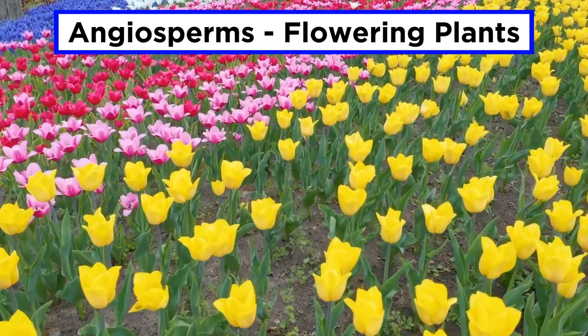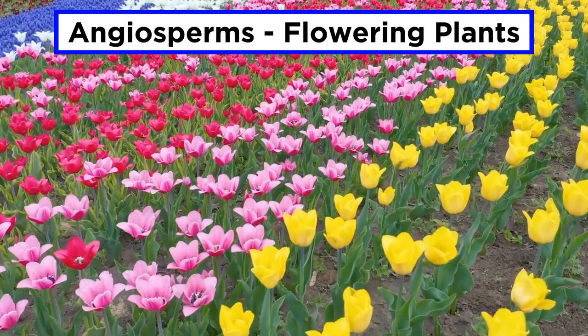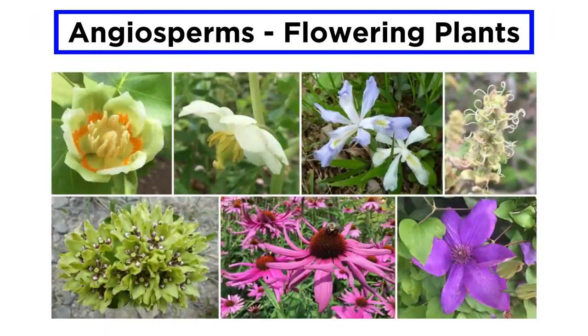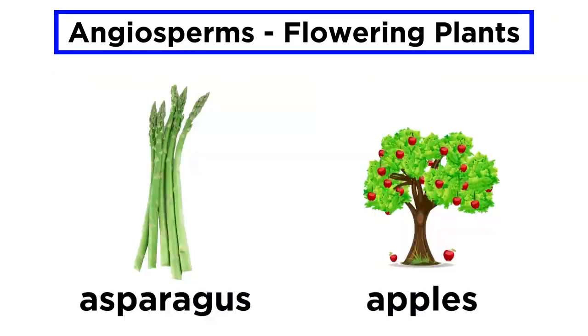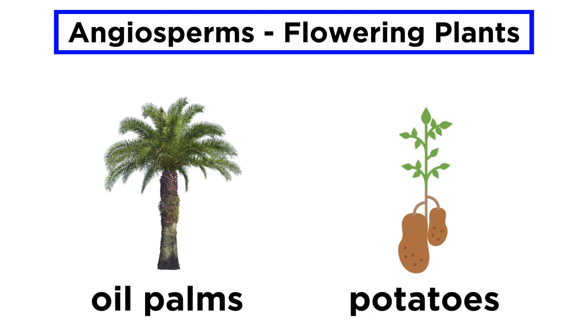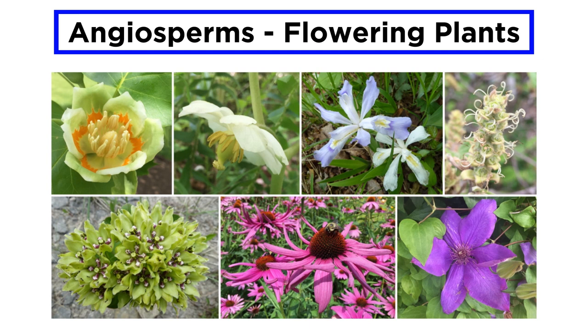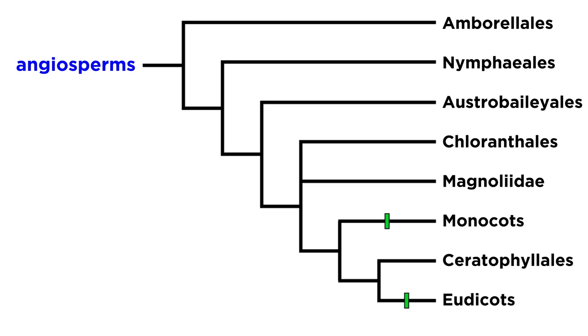Just a bit earlier in the series, we introduced the angiosperms, which are the flowering plants. This is an incredibly diverse clade that includes everything from asparagus to apples, from clovers to cacti, from oil palms to potatoes, from maize to mistletoe, and many others. So now it's time to dive into that diversity so we can further classify them.